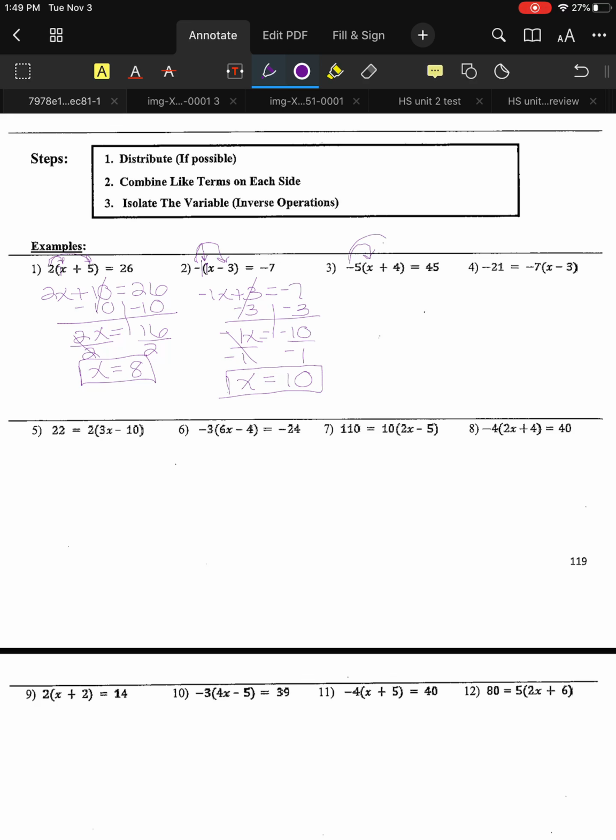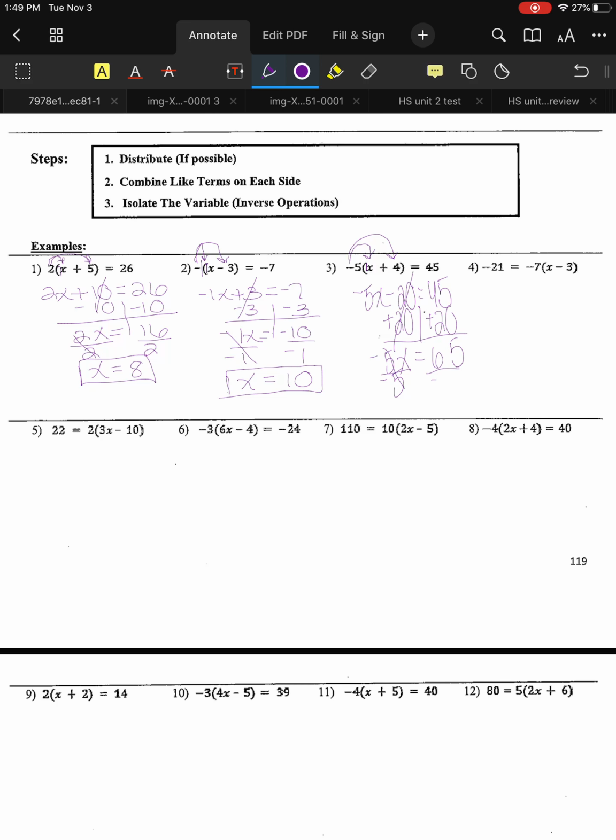Number 3, I'm going to take what's on the outside, my negative 5, and multiply it to the inside. This is technically a 1x, so negative 5 times 1x is a negative 5x. Negative 5 times 4, negative times a positive is a negative, so I'm going to put a minus. 5 times 4 is 20, equals 45. The opposite of subtracting 20 is adding 20. Whatever you do to the left, you do to the right. Those eliminate, become 0. Negative 5x equals 65.